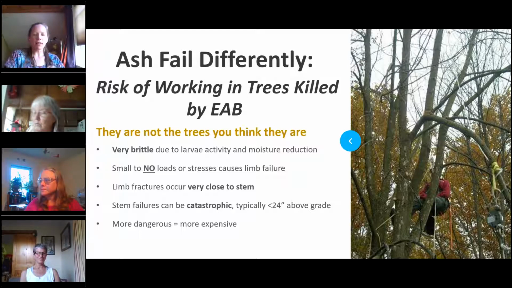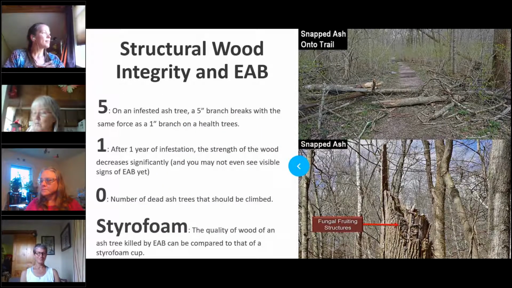And I think that's this next slide. Yeah, there's that number 1. After 1 year of infestation, the strength of the wood decreases significantly. On an infested tree, a 5-inch diameter branch can act like a 1-inch diameter branch. So for anyone climbing trees to take pieces or all of it down, it's really dangerous. The trees don't act as you imagine they would because of the brittle nature.